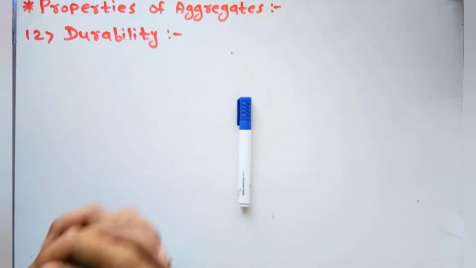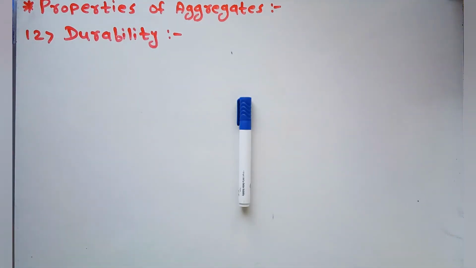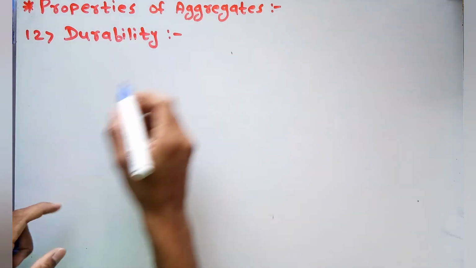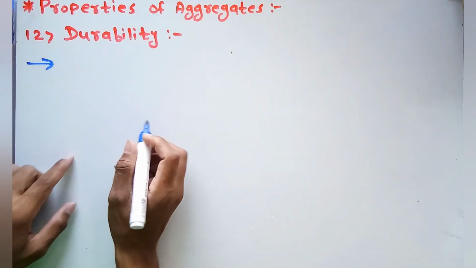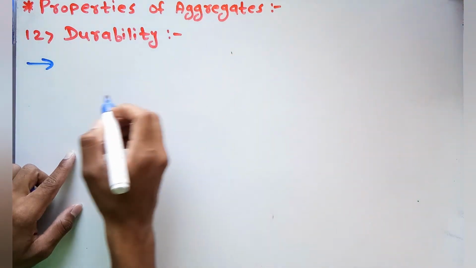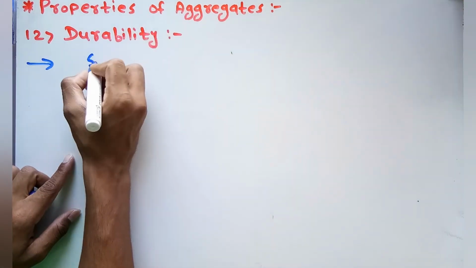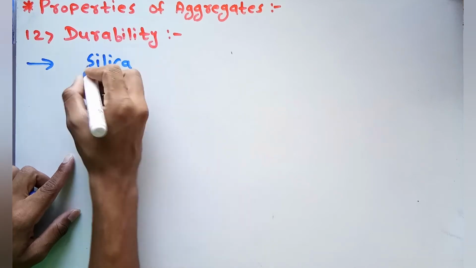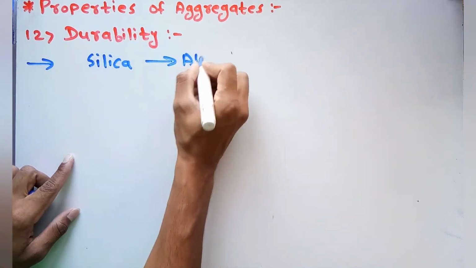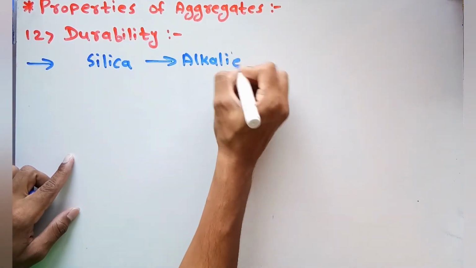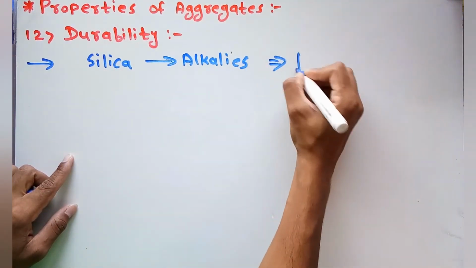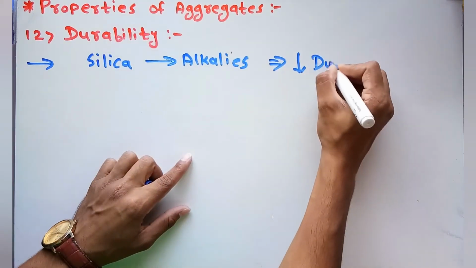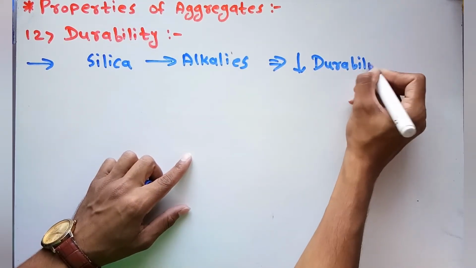Then our next property that we study while dealing with the aggregates is durability. Durability, in simple terms, is the serviceable lifespan of any structure or any material. In the case of aggregates, while dealing with durability, we consider some factors. As we know, many aggregates have silica as a content, and when it reacts with the alkalis which are present in the cement, it reduces the durability.